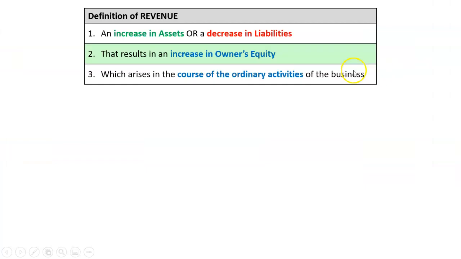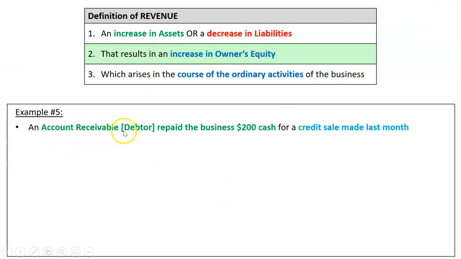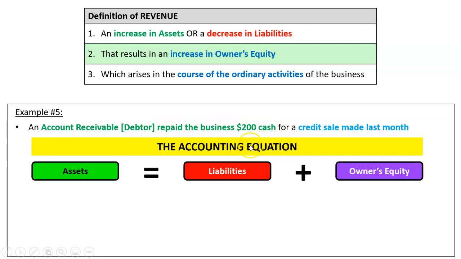Just two more little examples here. Let's apply our definition to this example. An account receivable or debtor, someone that we made a sale to earlier on credit, repaid us $200 cash for a credit sale made last month. Let's apply our accounting equation. Is that a revenue? That's a tricky one. Let's have a look here.